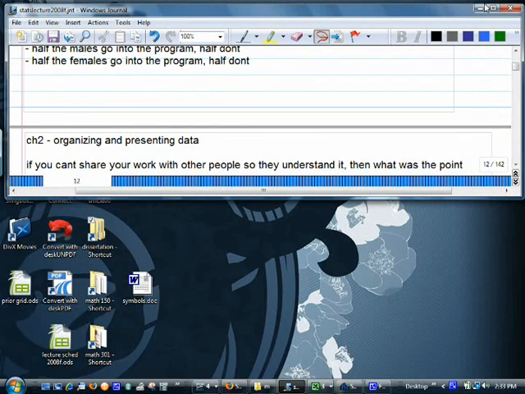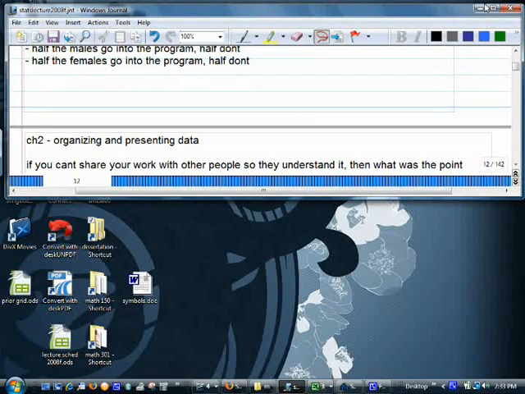So we now begin part 2 of the class, which is we've done our experiment and we've collected our data. What do you do with the data? So the first thing we're going to talk about is organizing and presenting it, and then we'll spend much of the rest of the class talking about doing calculations and analyzing. But for now, organizing and presenting.